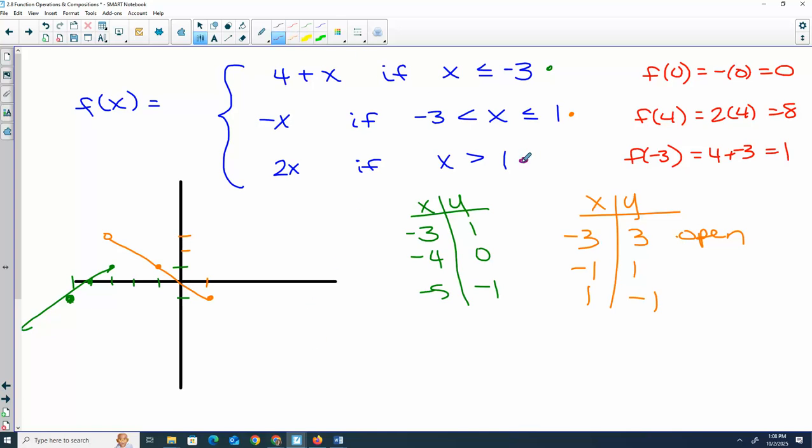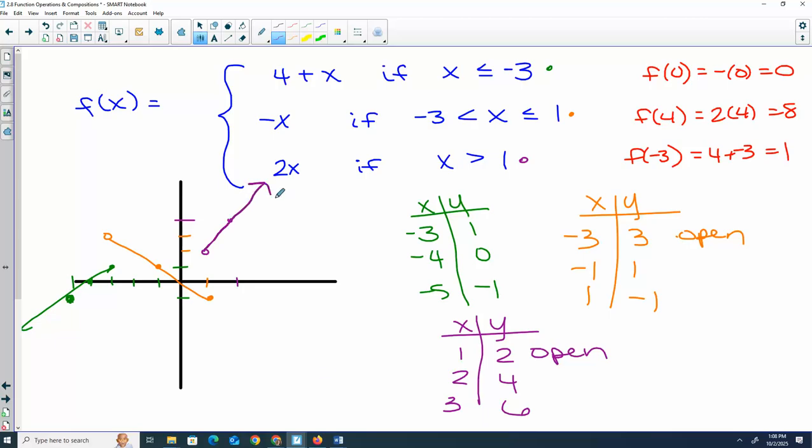The last piece, what do you have to plug in first? 1. Open or closed? Open because it didn't have an equal to, and then we need things larger. So if I put in 1, I get 2. 2, 4. 3, 6. And that one kept going for everything greater than 1, so it extended on. So you should be able to graph a piecewise function. Remember, it's a function, so it has to pass the vertical line test at the end.